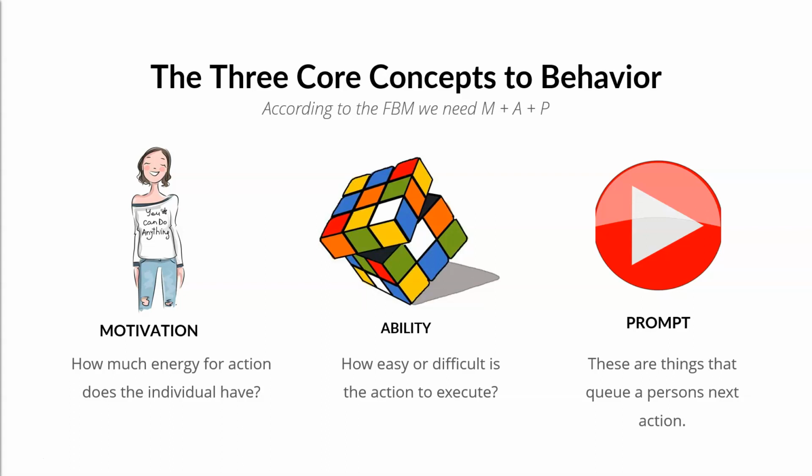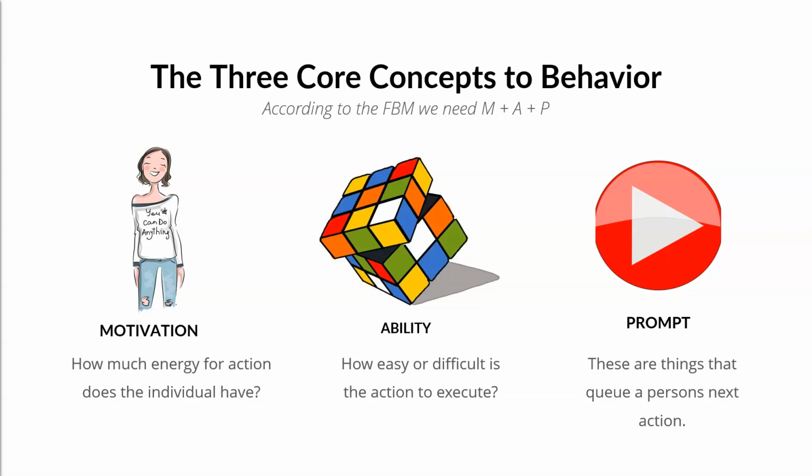Ability, this is pretty straightforward in a lot of ways. How easy or difficult is an action to execute? Often you'll hear this described as friction in a website. If you make a user go through a lot of steps to accomplish a goal, you reduce the number of people who are going to accomplish that goal, right?